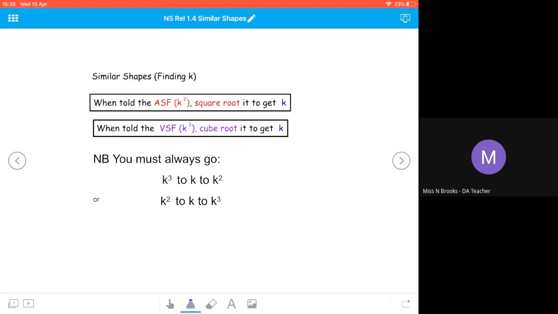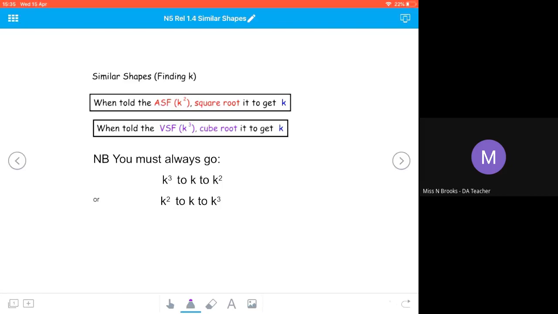This video is working backwards, so it is looking at given two areas so that you've got the area scale factor. You would need to square root that area scale factor to get k, the linear scale factor, or the length scale factor. And when you're told the VSF, so when you can work out k cubed, because you've got two volumes, you're going to cube root it to get k.